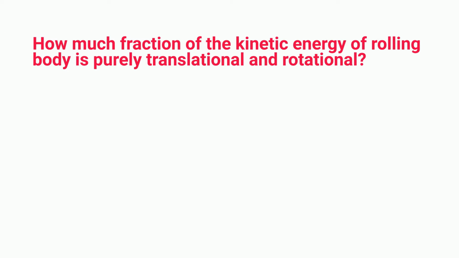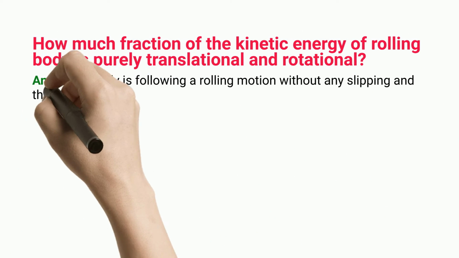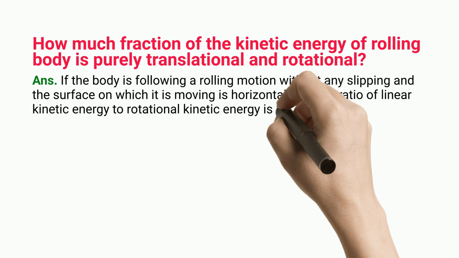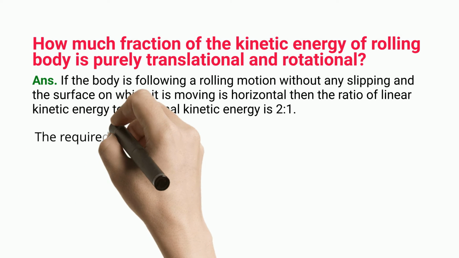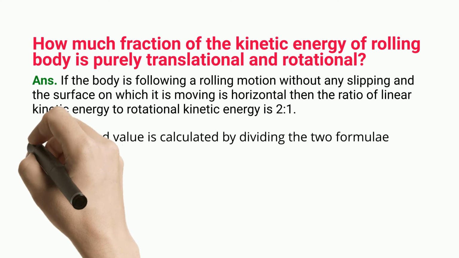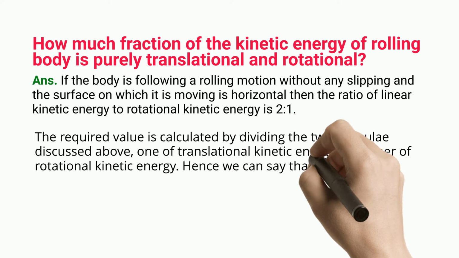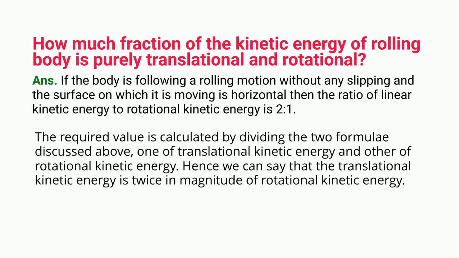How much fraction of the kinetic energy of a rolling body is purely translational and rotational? If the body is following a rolling motion without any slipping and the surface on which it is moving is horizontal, then the ratio of linear kinetic energy to rotational kinetic energy is 2:1. The required value is calculated by dividing the two formulae discussed above, one of translational kinetic energy and the other of rotational kinetic energy. Hence we can say that the translational kinetic energy is twice in magnitude of the rotational kinetic energy.